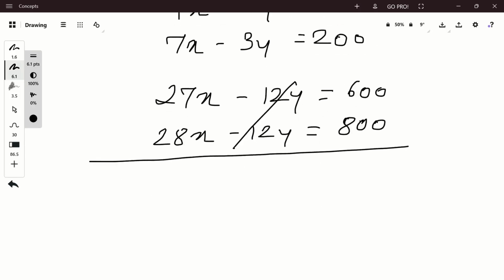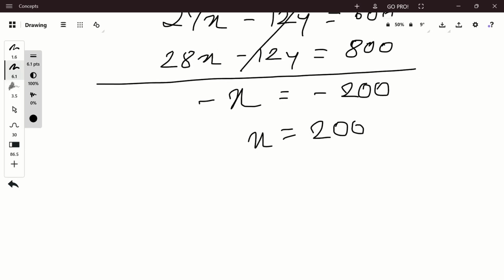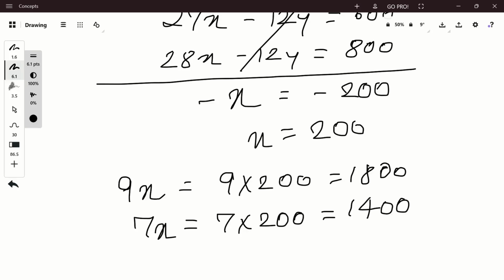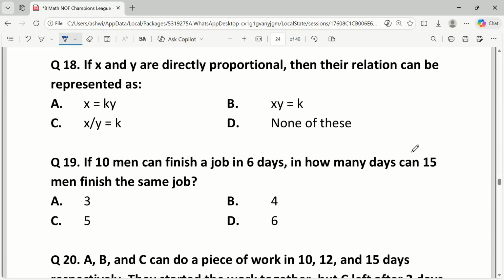Eliminating y, we have minus x is equal to minus 200, or x is equal to 200. Calculating the monthly incomes, we have 9x, which is equal to 9 into 200, which is equal to 1800, and 7x, which is equal to 7 into 200, which is equal to 1400. Comparing with the options given, the answer is A, rupees 1800 and rupees 1400.